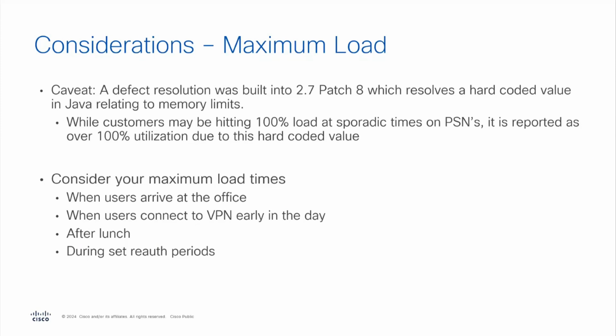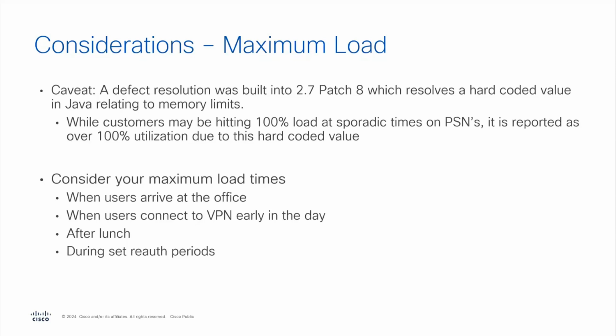Also consider your maximum load times, going back to that idea of utilizing the mean, median, and mode. Understand that at 8 o'clock or 9 o'clock, when all your users are rolling in a given time zone or geographic area, you're going to have a higher load for endpoints coming on in that geographic area. So what you're going to see is a rolling effect of a higher average load as the sun comes up and as users come on to the network as you get across the country, if you have PSNs staged across the country.